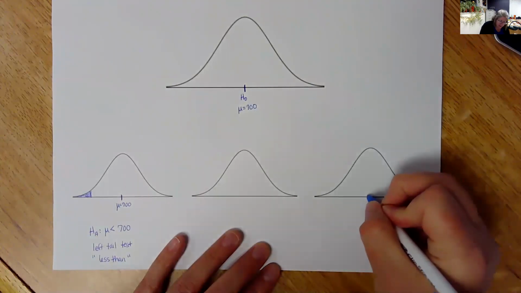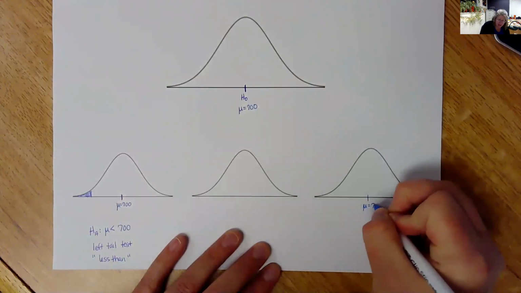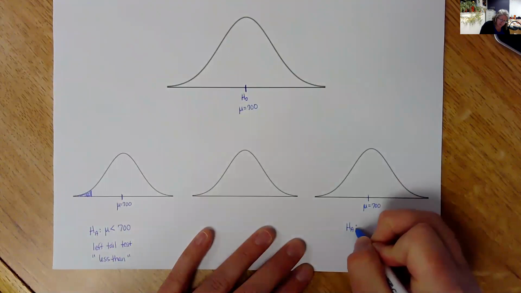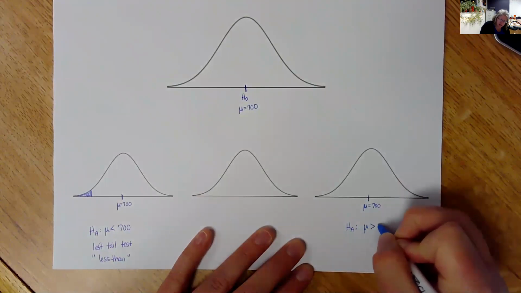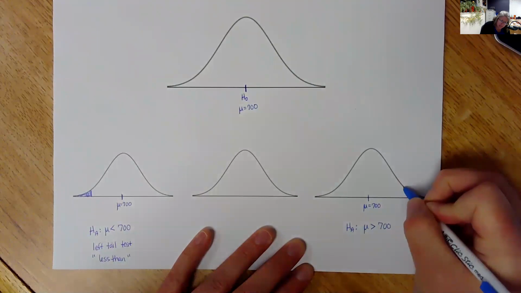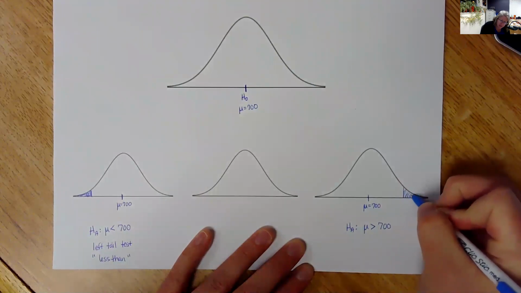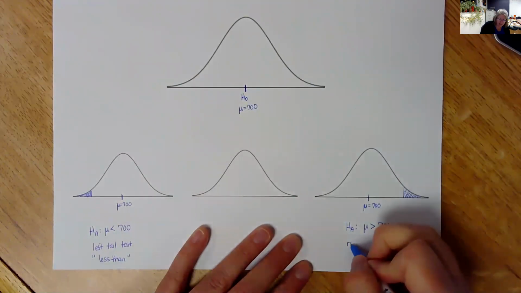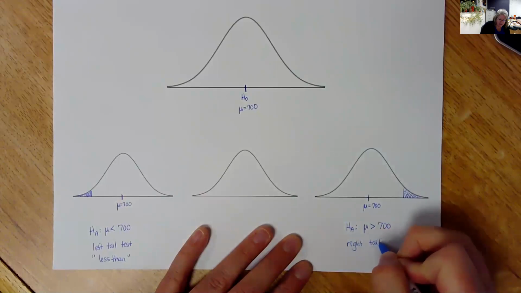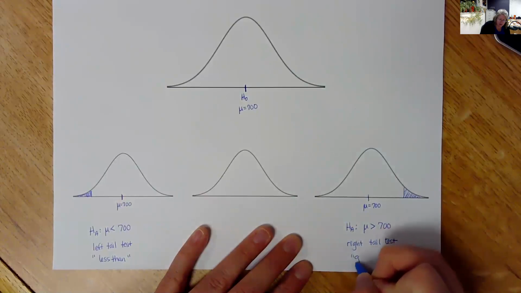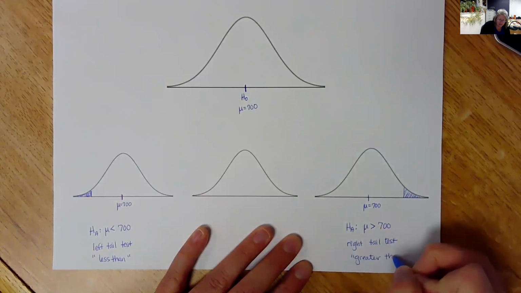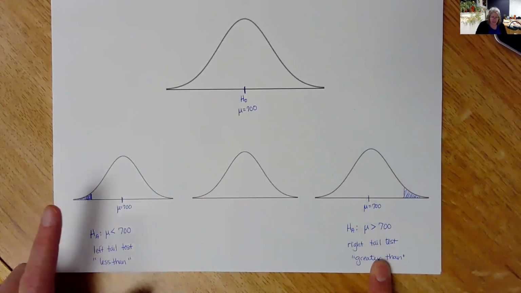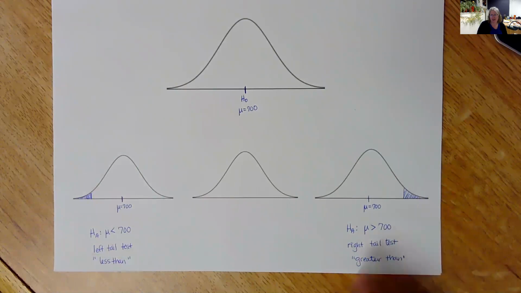If we were interested in greater than, which would be awesome if the light bulbs lasted greater than, although I doubt that's probably the case, our alternative hypothesis would look like mu is greater than 700. So we would be looking at this area that's over here to the right, because this is greater than 700. And we would call this a right tail test. So this is our greater than. And both of these are considered one tail tests. So you're either looking at the one tail on the left or the one tail on the right.